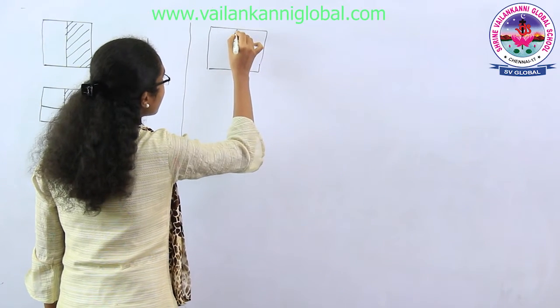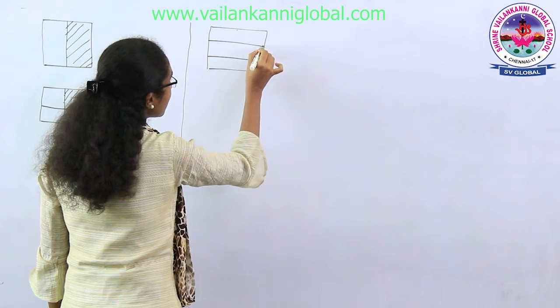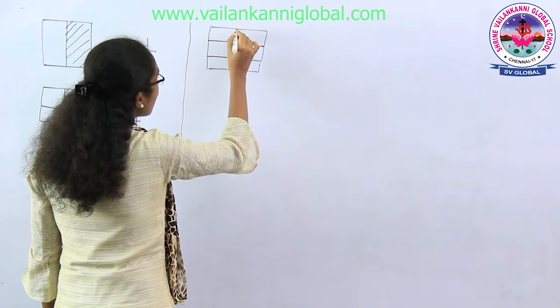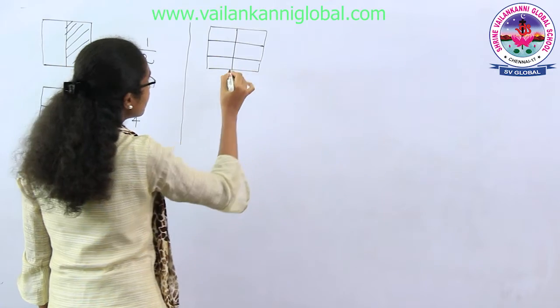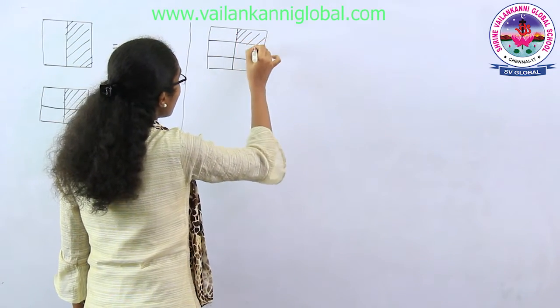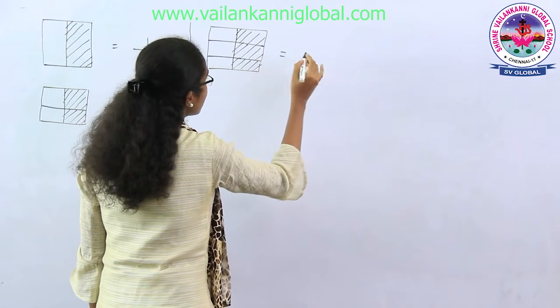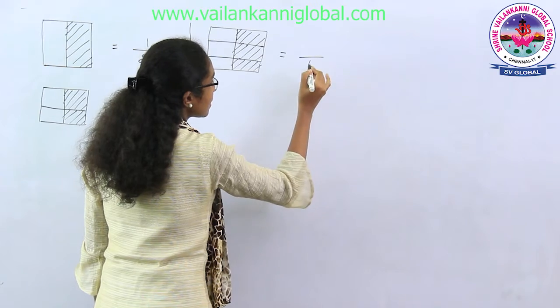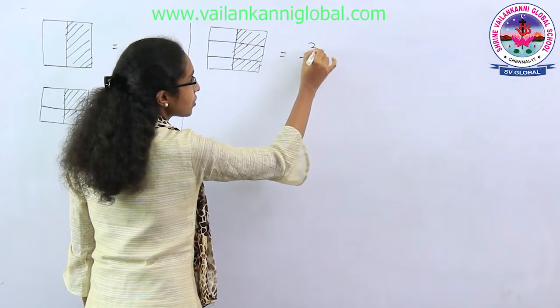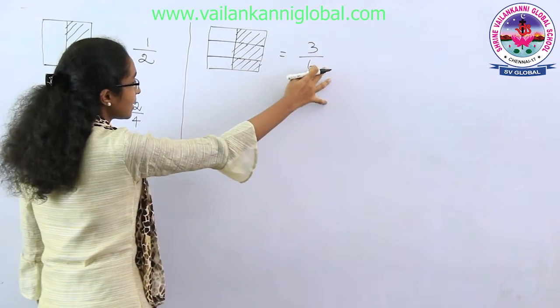In the next diagram, we divide the square into 3 parts and then into 6. So when we shade 3 parts, it is written as 6 parts in the denominator, out of which 3 are shaded. So in the fraction form, it is 3 divided by 6.